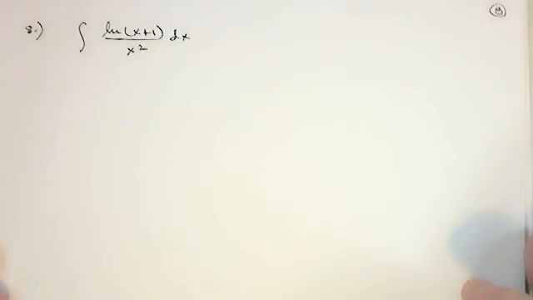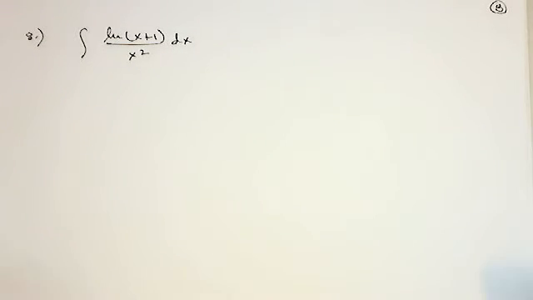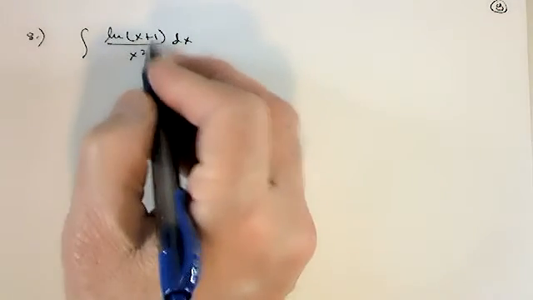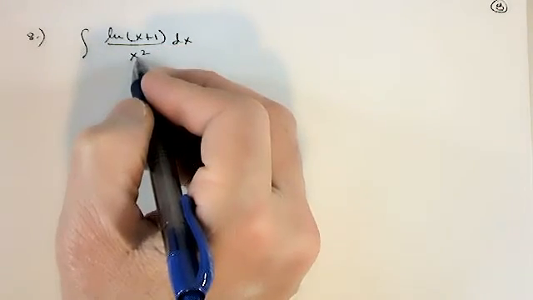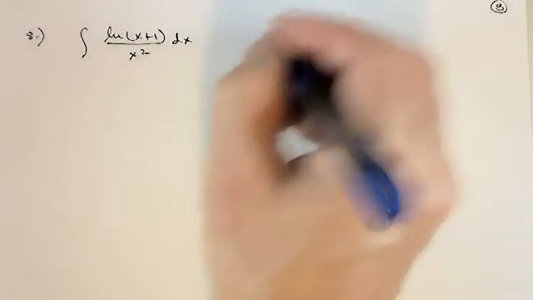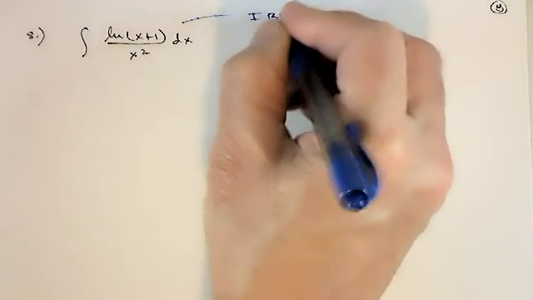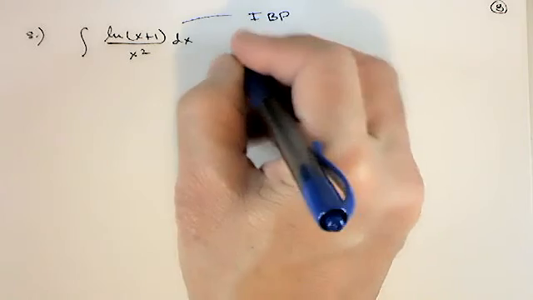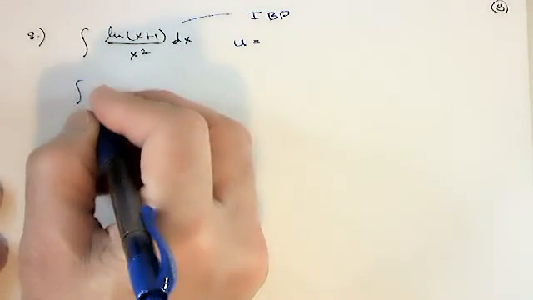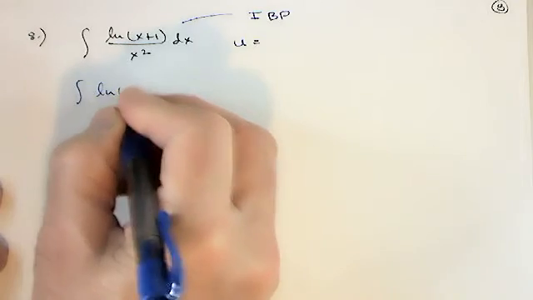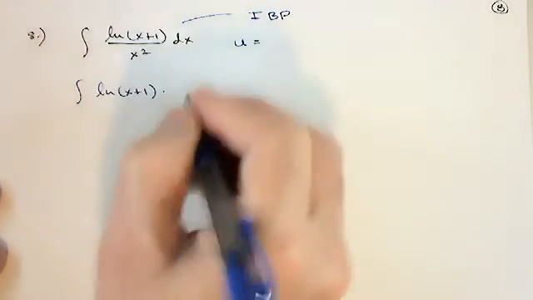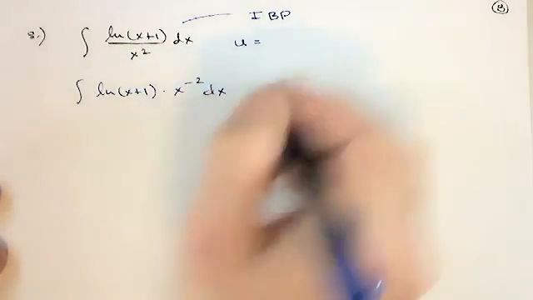Okay, and then another one. Now this one is a mixture problem, right? It's got an ln and it's got an x squared, and u-sub doesn't appear to work out. So this one, absolutely, if u-sub doesn't work, I would jump into integration by parts. And remember, integration by parts, you need to have a product. So I need to think of this as ln of x plus 1 times x to the negative 2.